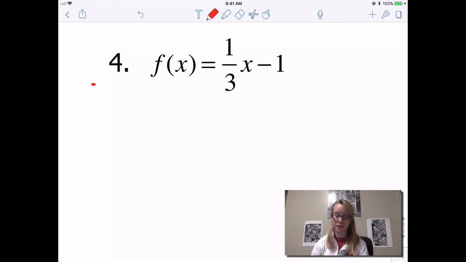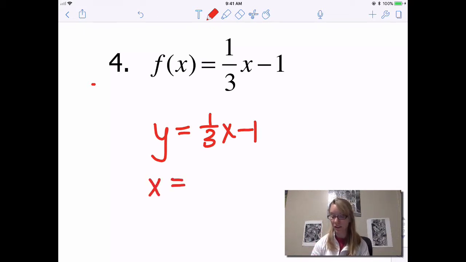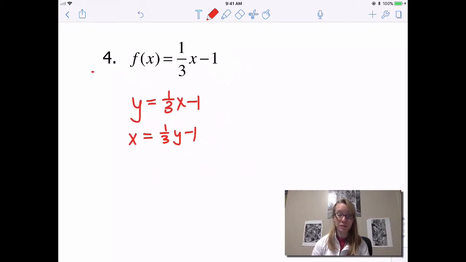Same process for this one. I'm going to first change f of x for y, so y equals 1/3 x minus 1. Then I'll switch x and y. X is 1/3 y minus 1. Fractions sometimes give us trouble with solving, so we'll pay attention here to that fraction.